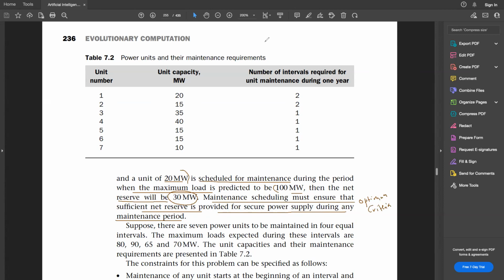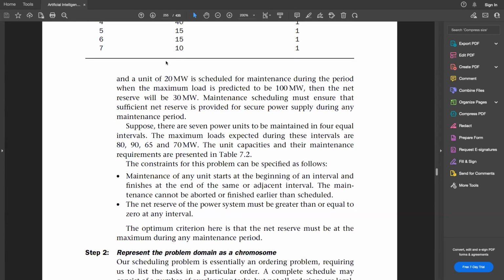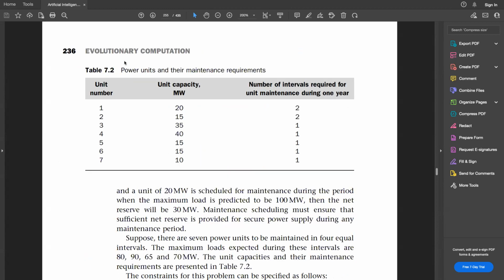Here we are told that we have 7 power units to be maintained in 4 equal intervals. The maximum loads expected during those intervals are 80, 90, 65, and 70 megawatts. And then the unit capacities and their maintenance requirements are the ones represented in the table above. This is the table that I told you in the slides had problems, because in this column we are having something different, but these are the unit numbers, like the generator numbers.